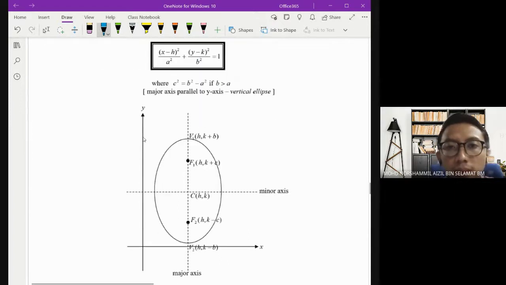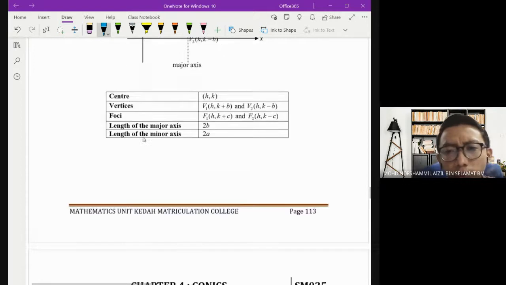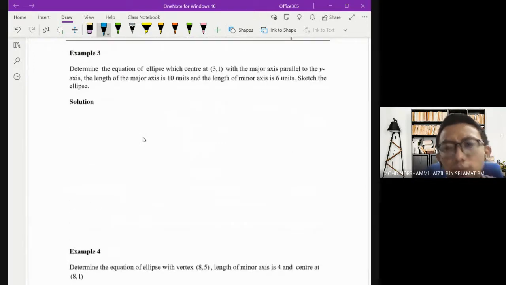Yang ni apa, standing ellipse lah. Ellipse yang berdiri. Tapi jangan risau. Ellipse berdiri ke, baring ke, tak ada masalah. Mana-mana pun tak apa. Tak payah tengok dulu formula dia. Relax. Kita tengok soalan terus.